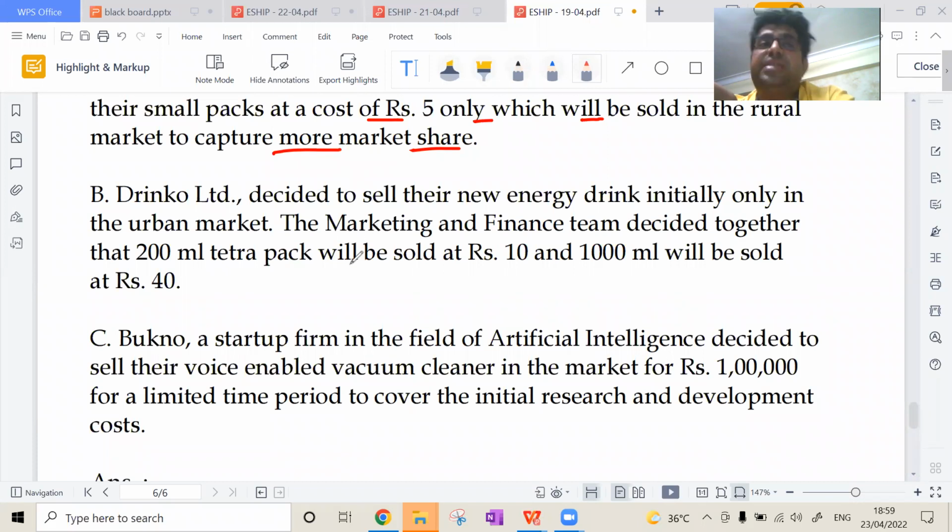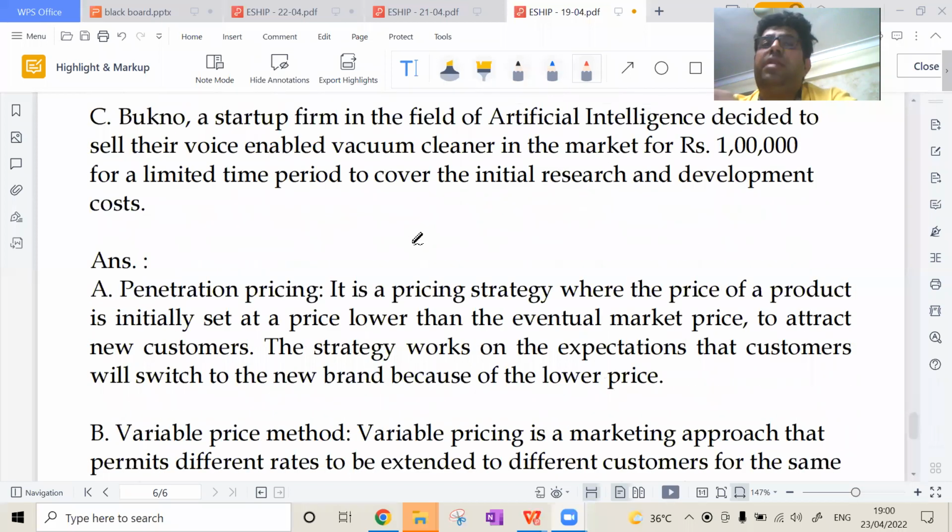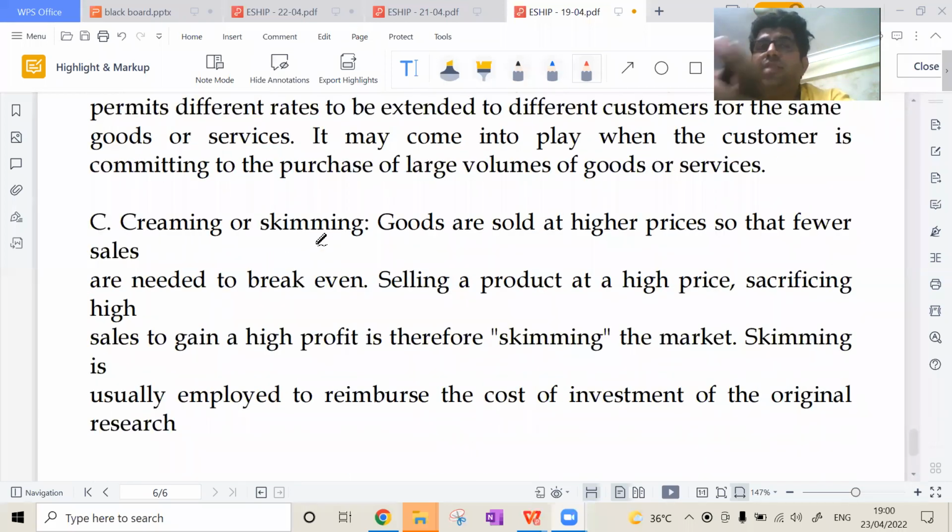Very good. Price skimming. Why? Because they are setting a price of how much? They are setting a price at a higher rate. So if they are setting a price at a higher rate, what will happen? This will ultimately bring a higher return. So that is skimming. Very good.